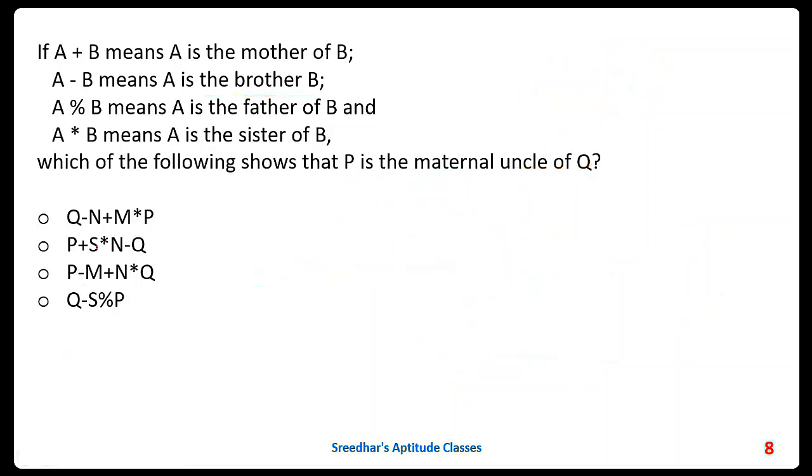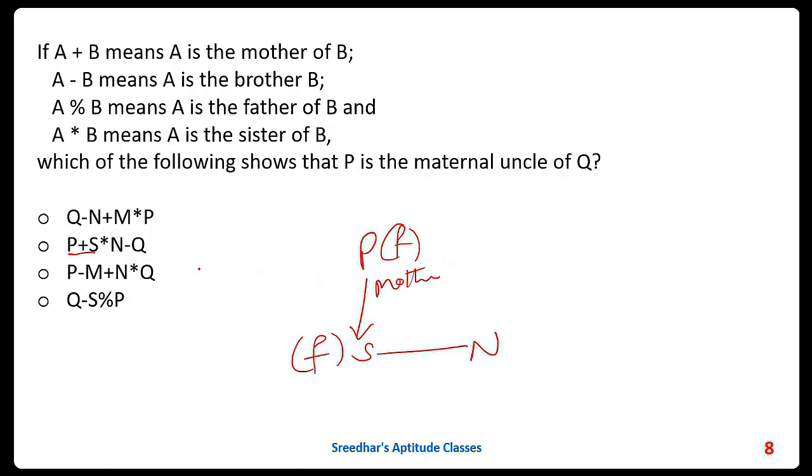Right. Next, second option, P plus S. So P is the mother of S, being a mother, female. And the next, S star N. S is the sister of N, being a sister, female. And N minus Q, minus is brother. N is the brother of Q. Right. So here P is the mother of N, not maternal uncle. First of all, P being a female can't be the maternal uncle. So the second option is also eliminated.